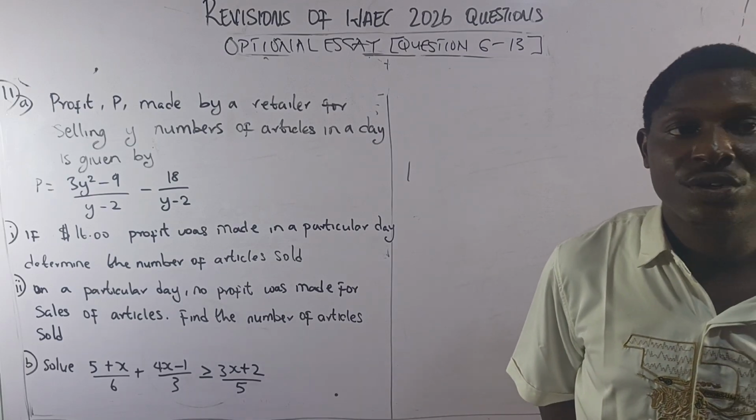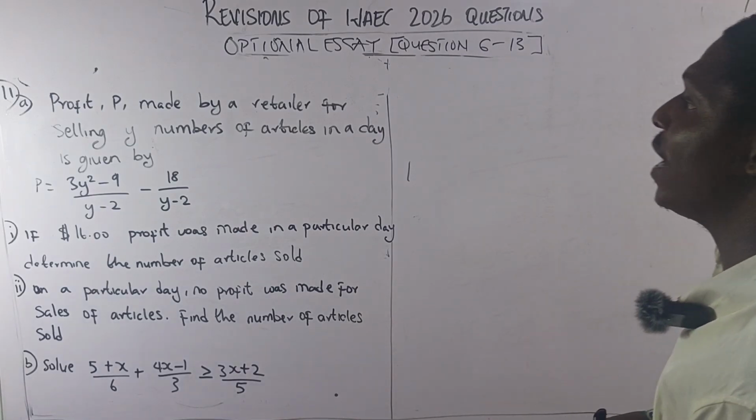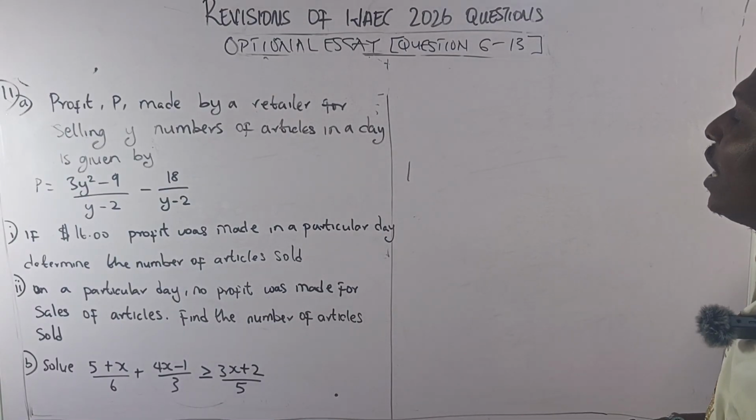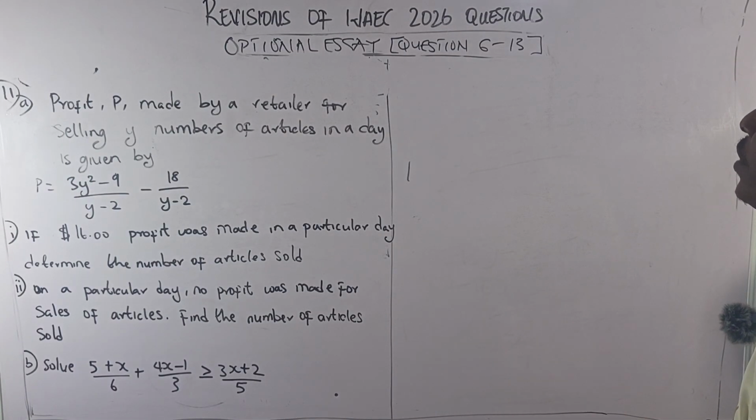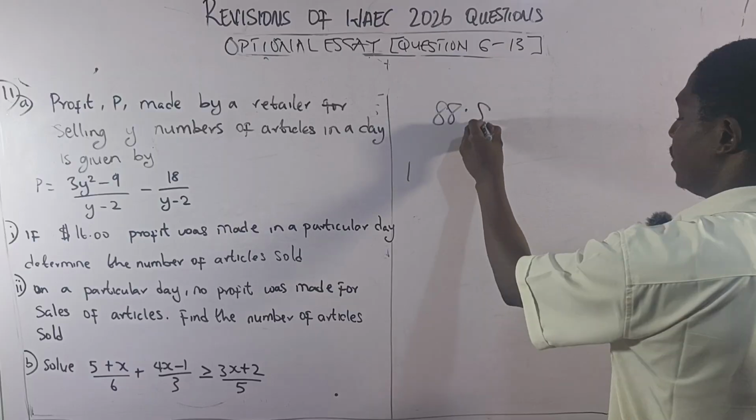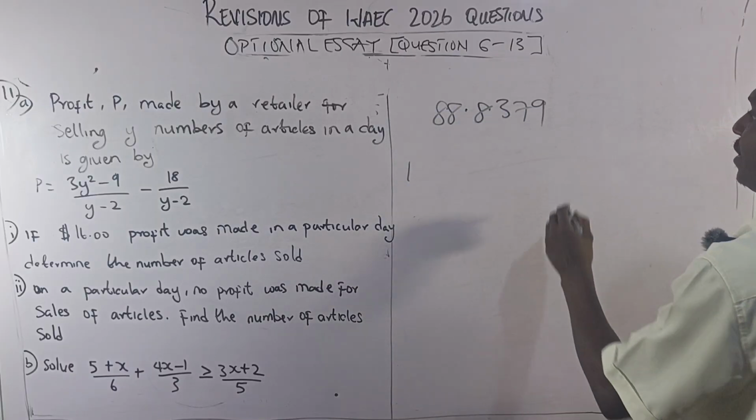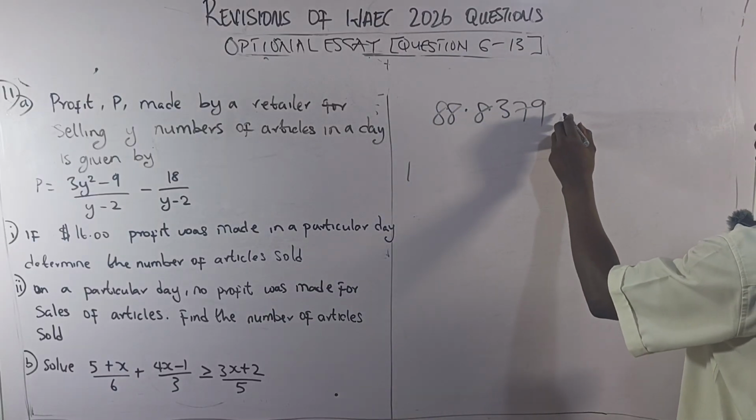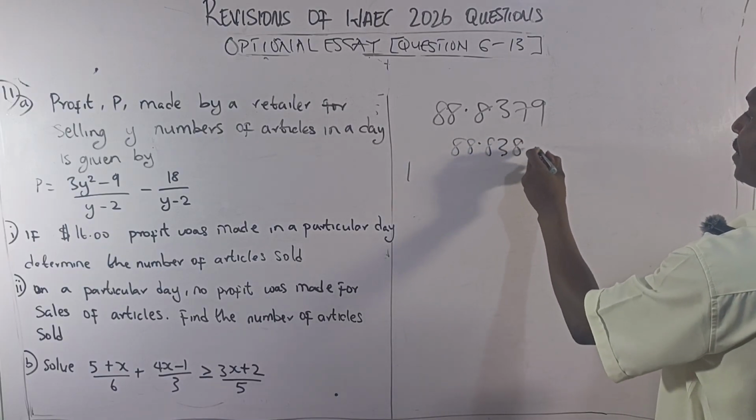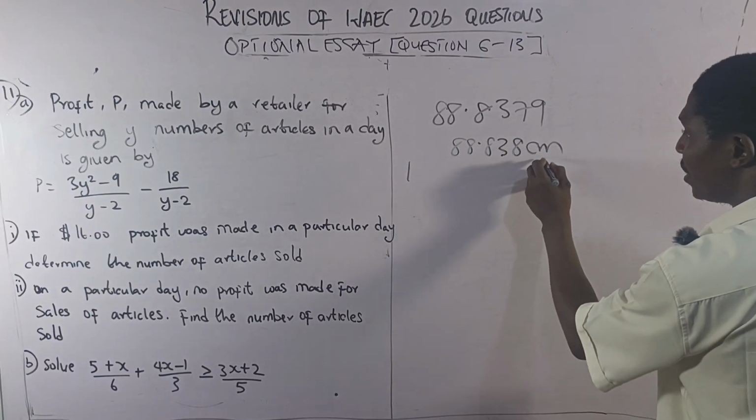Find the number of articles sold. Before I start, in our question 10b, the question says we should approximate the perimeter of the major segment to the nearest whole number, and the value was 88.8379. We got it as 88.838 centimeters.